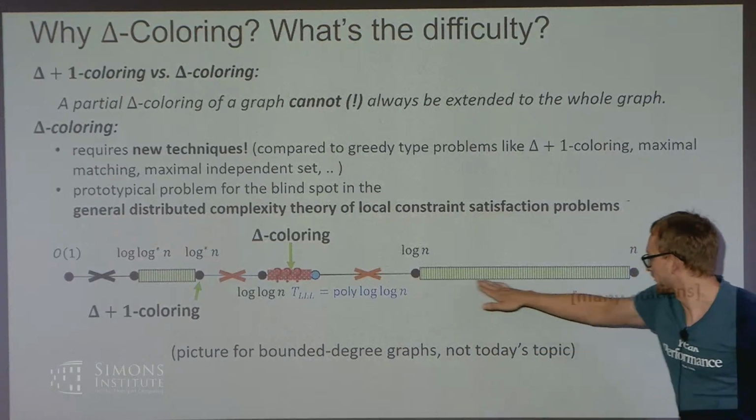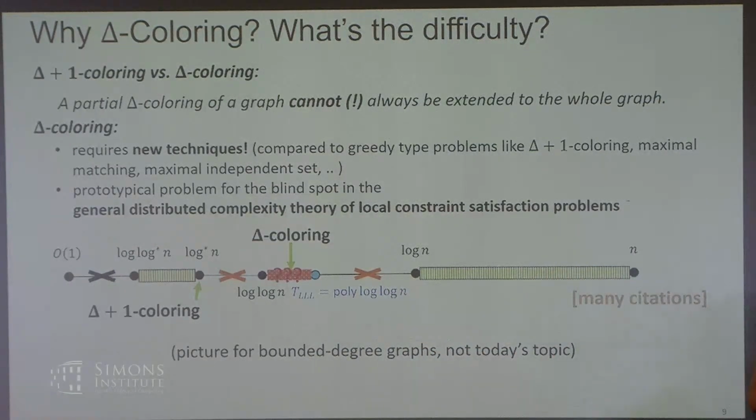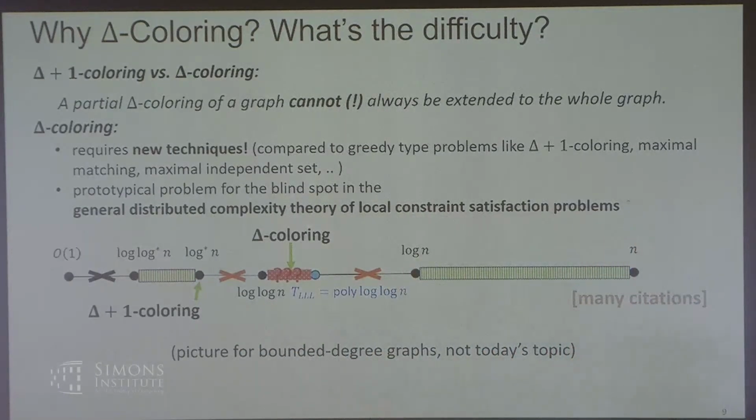So here, this area is dense, but you also have these big X's, which means, for example, there's no problem which has complexity square root of log n. So what you see here, delta plus 1 coloring on bounded degree graphs is really easy. It just takes log star rounds. And this is fairly well understood, except for one regime, the one here in the middle. This is what we don't understand.